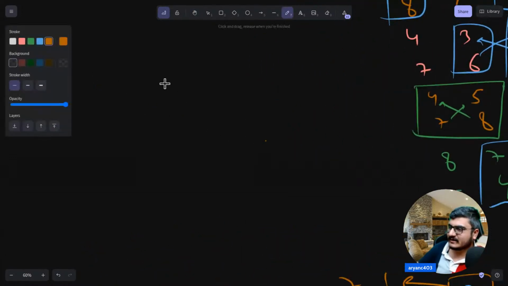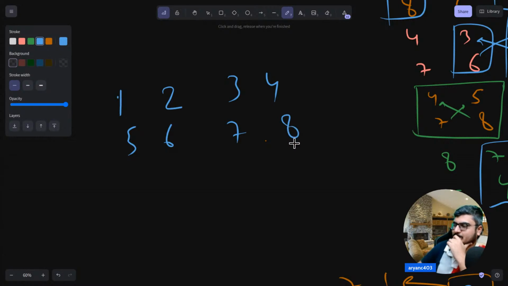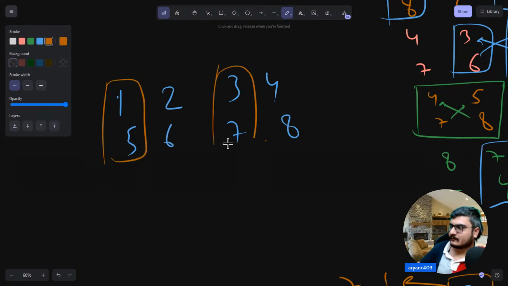Probably let's look at it like some cards here. Let's make it 1, 2, 3, 4, 5, 6, 7, 8. If we have this, then first, if I make an operation here, I will end up with 7, 3, 2, 6, 5, 1, 4, 8.